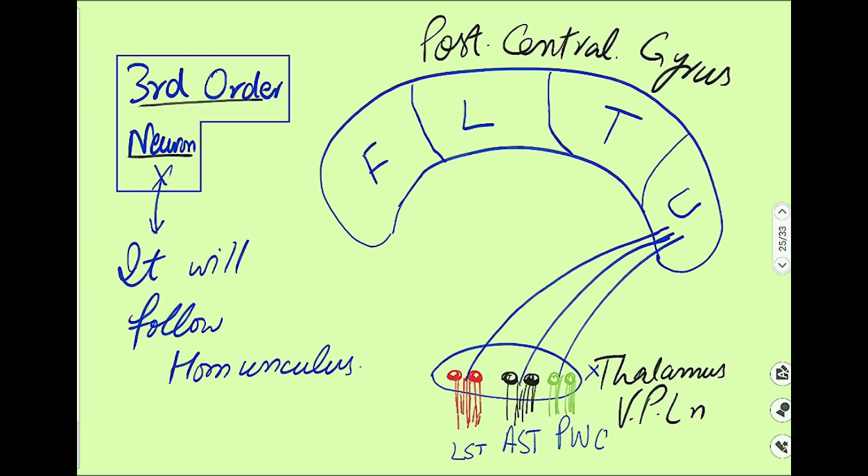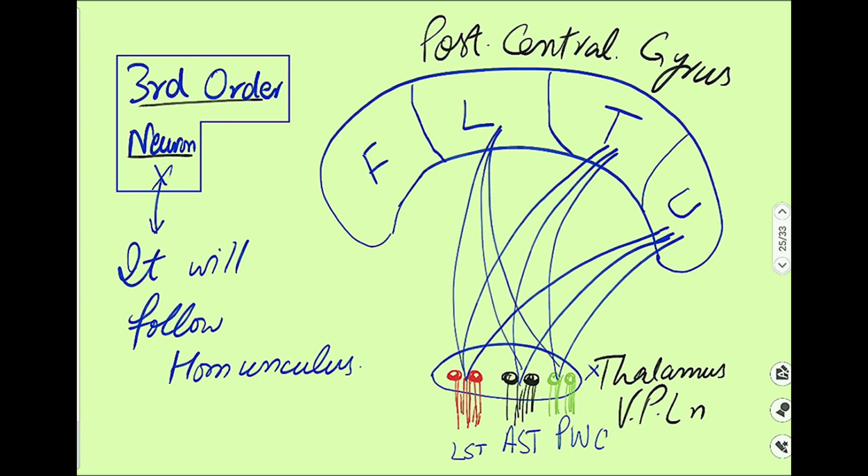Likewise, all the information about the trunk, whether it is present in the posterior white column tract, anterior spinal tract, or the lateral spinal tract, it will reach the trunk area. Likewise, information about the leg will reach the homunculus that represents the leg area, and all the information about the foot will reach the foot area of the homunculus.